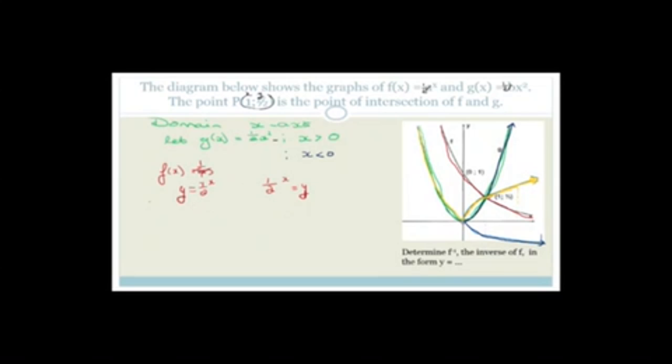So we want to find this. What do we do? We swap x and y and then solve for y. So the easiest way to remember this is 2 to the 3 equals 8 becomes log 8 base 2 equals 3. So we're going to swap x and y. So we're going to say that's a half to the y is equal to x. So it becomes log x base a half. That's not right. To the second is equal to y.